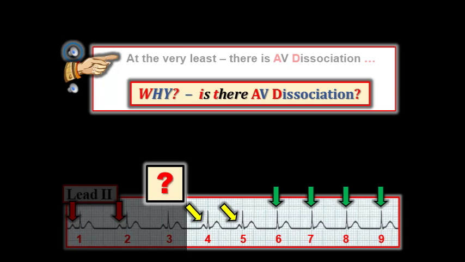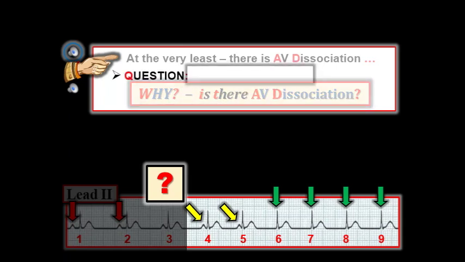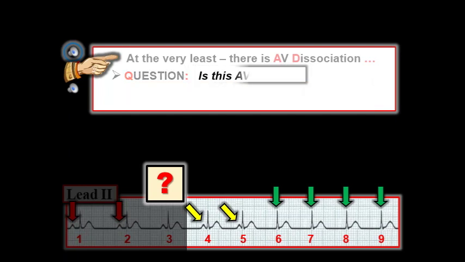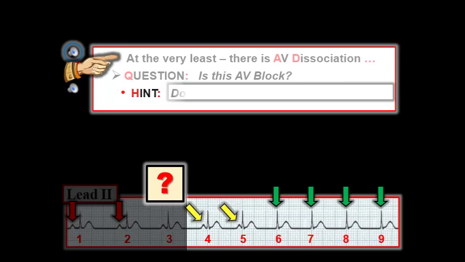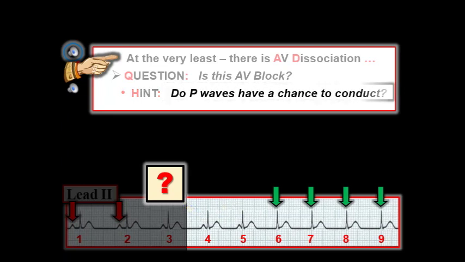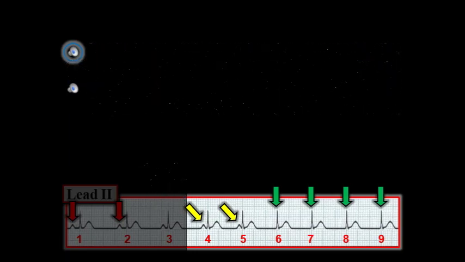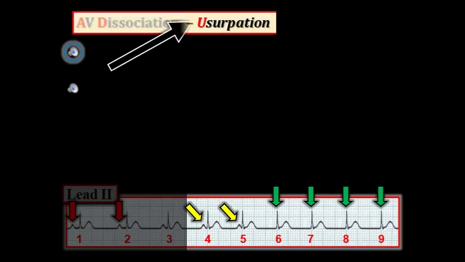So, we once again ask the question, is there evidence of AV block on this tracing? With this begging the additional question as to whether the non-conducting P waves ever had a chance to conduct. The answer is that they did not, yellow arrows, because the PR interval preceding beats number 4 and 5 is too short to conduct, with the reason for non-conduction being that an accelerated junctional rhythm usurped, that is, took over, the underlying rhythm.